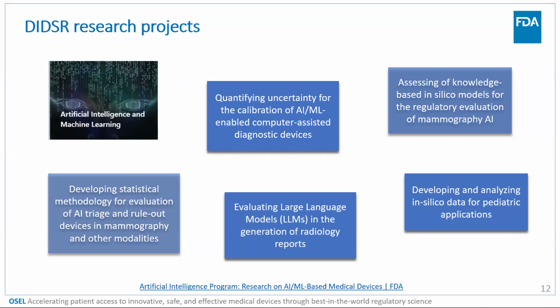So one of the big projects in DITSER is coming up with assessment techniques for these in silico models. So how well do they perform, particularly for pediatric applications where there's often a lack of real clinical data for a variety of reasons. There can be a lack of pediatric data. And then my project on the left here, which I'll talk about more in depth, is developing statistical methodology for the evaluation of AI triage and rule out devices, specifically in mammography, but also other modalities. And yeah, we'll get into more of that later.